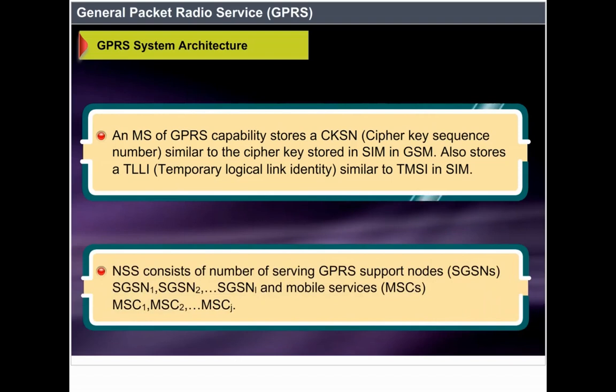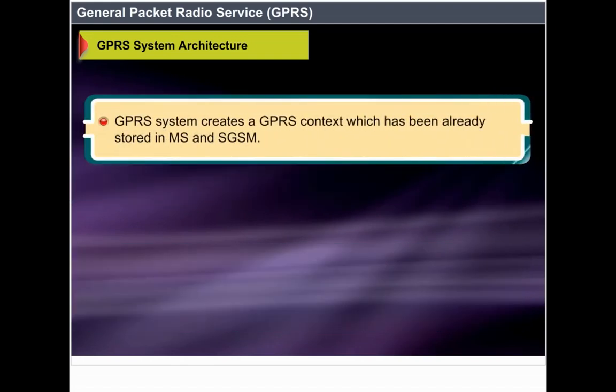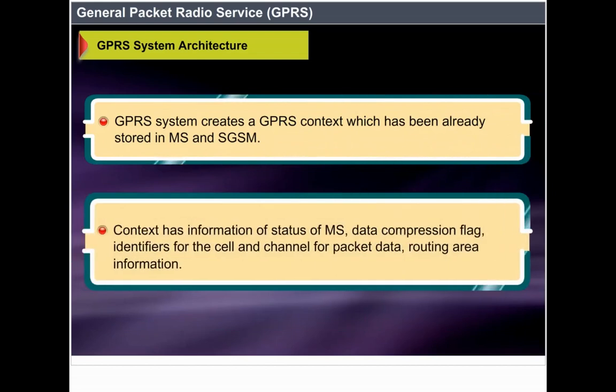NSS consists of a number of serving GPRS support nodes: SGSNs, SGSN1, SGSN2 up to SGSNI, and mobile services switching centers, MSC1, MSC2 up to MSCJ. The GPRS system creates a GPRS context which is stored in the MS and SGSN. The context has information of status of the MS, data compression flag, identifiers for the cell and channel for packet data, and routing area information.